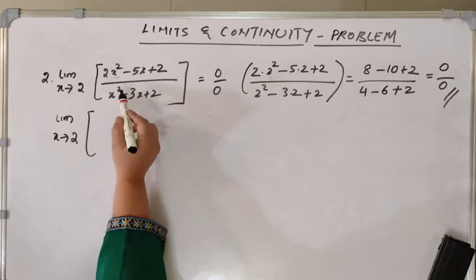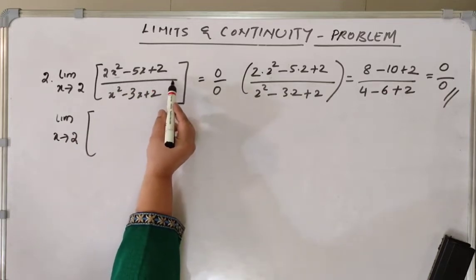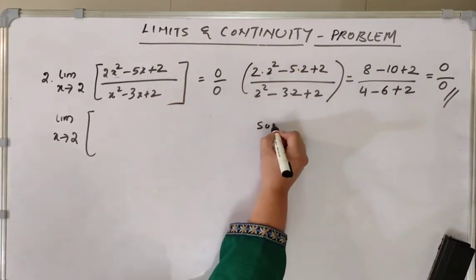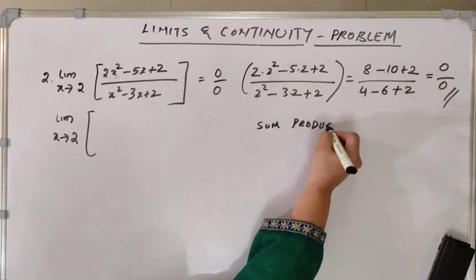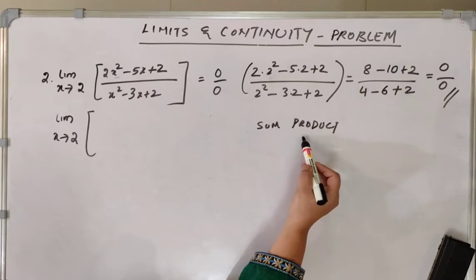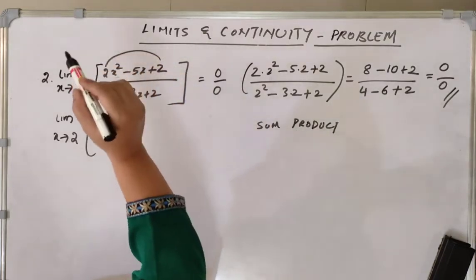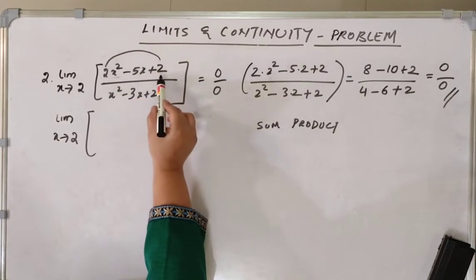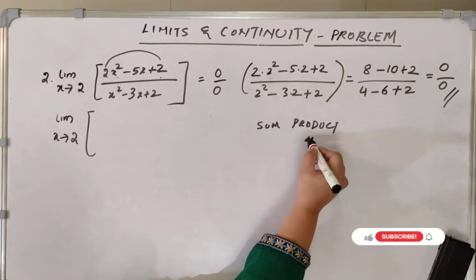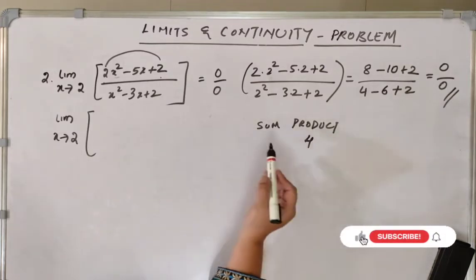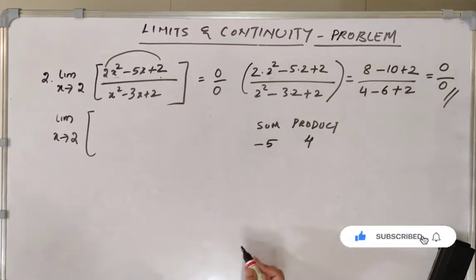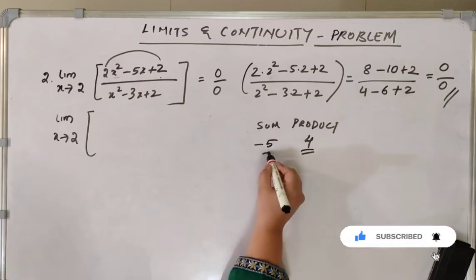Let's simplify. Now 2x square minus 5x plus 2. We need to find the roots. How do we find the roots? By using the sum product method. Now we will have to get two numbers, product of which is the coefficient of x square and the constant, if you multiply, you should be getting 4. And if you add the two numbers, you should be getting minus 5. So the product has to be 4 and the sum should be minus 5.